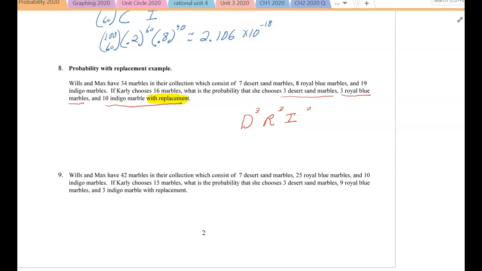So what are the chances of getting a desert sand? 7 out of 34. That's this 7 right there. The chance of getting a royal blue, 8 out of 34. And because I'm always putting the marble back, I can do that. And then the chance of getting an indigo would be 19 out of 34. And that was to the 10th.